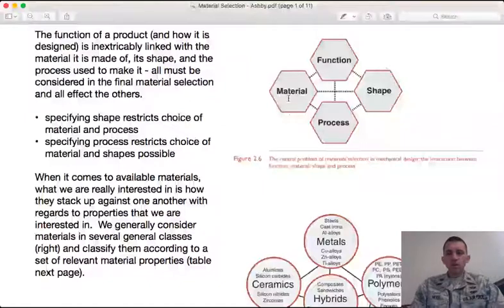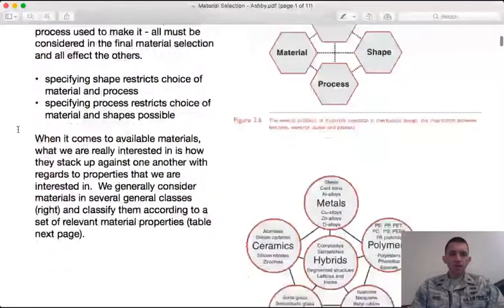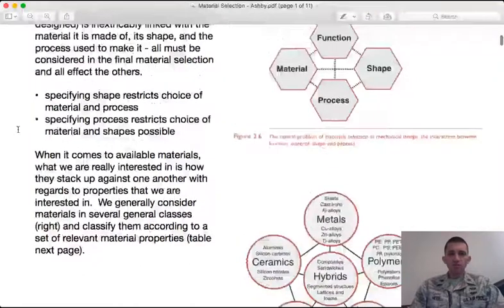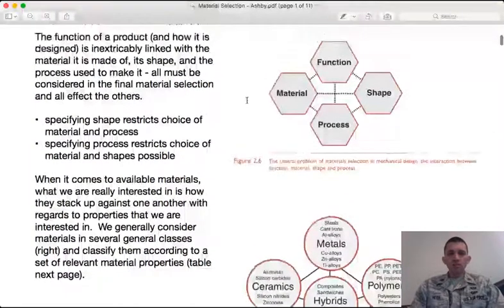And so when you're choosing a material, that is going to limit these other categories, and they are also going to limit the choice of the material. So all need to be considered at the same time. And if you specify one, then you're going to be restricting your choices in many of the others, right? And we'll see this in the material selection methodology.